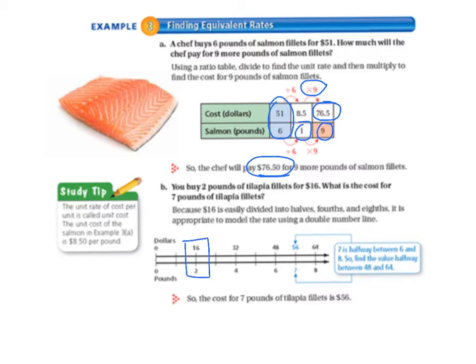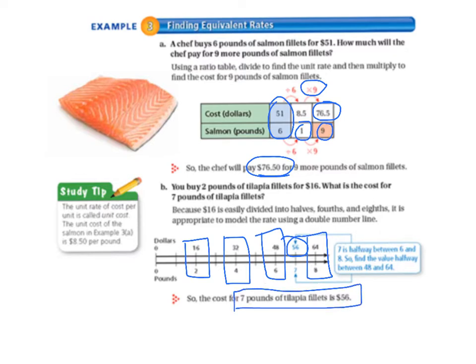That's right there on the double number line. And then we can just mark it out and see that 4 pounds is $32, 6 pounds is $48, 8 pounds is $64, and halfway between 6 and 8 would be 7 pounds at $56. So the cost for 7 pounds of tilapia fillets is $56.